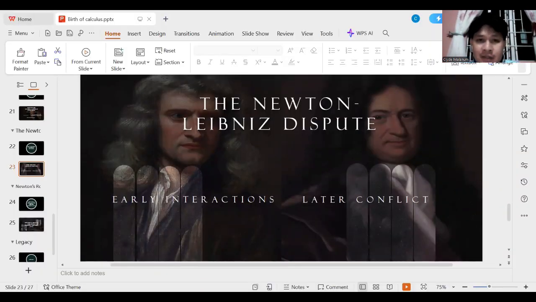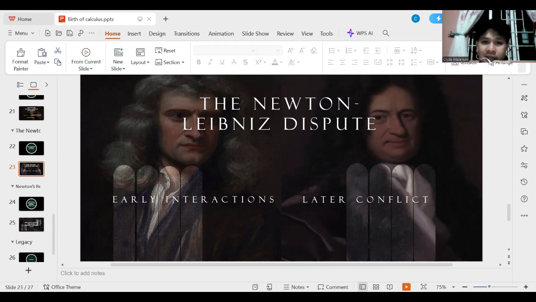So Isaac Newton and Gottfried Wilhelm Leibniz never engaged in direct personal attacks during the calculus controversy. Instead, their feud played out indirectly through letters, publications, and intermediaries. Here's a breakdown of Newton's attitude and statements toward Leibniz.